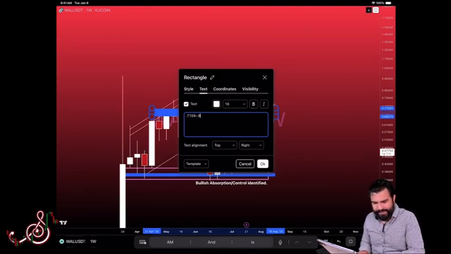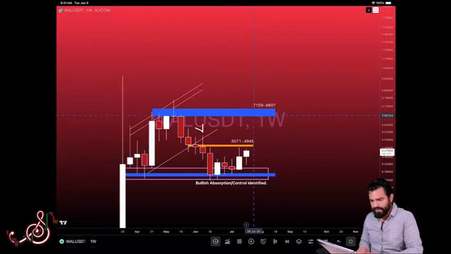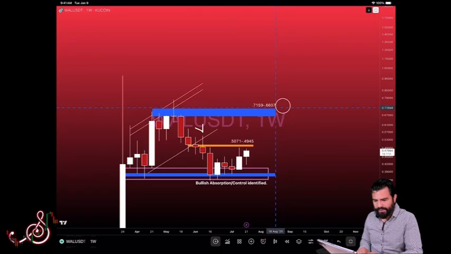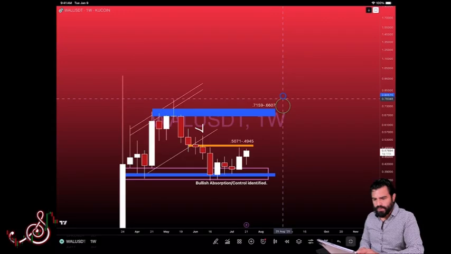to 0.6607. All right, I think that's about all I want to say for Walrus. Look for health above here in that area, and look for weaknesses below here.